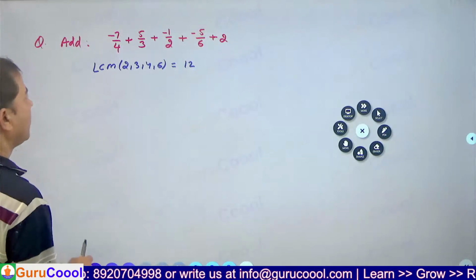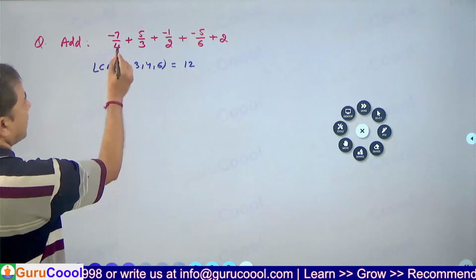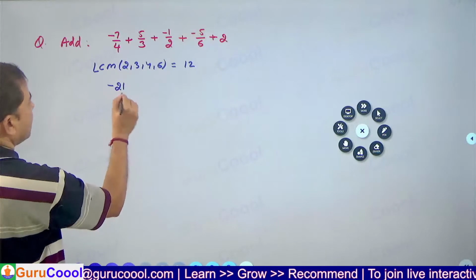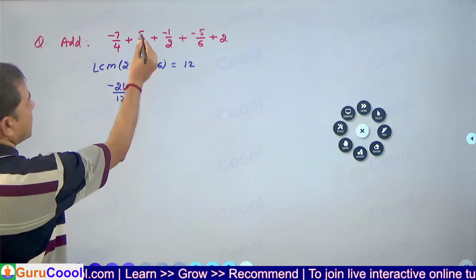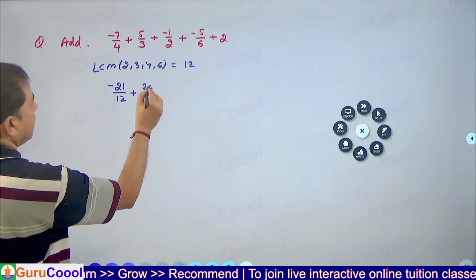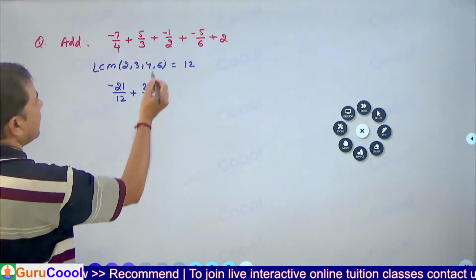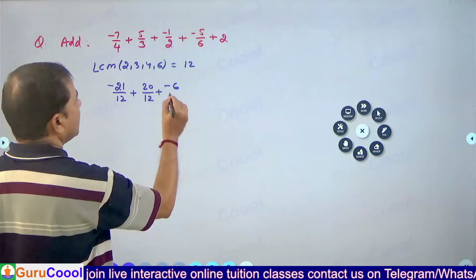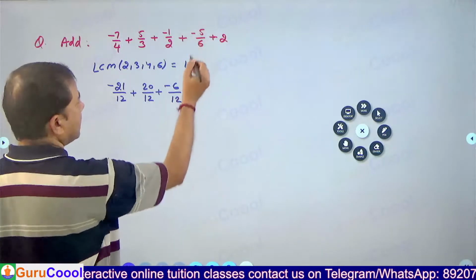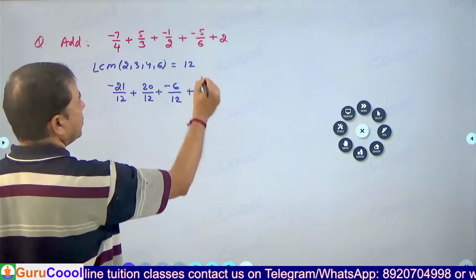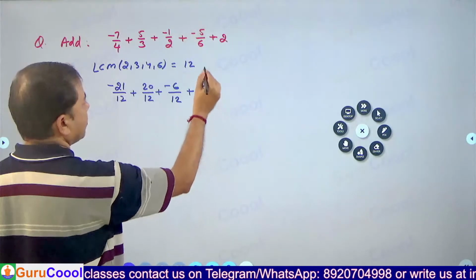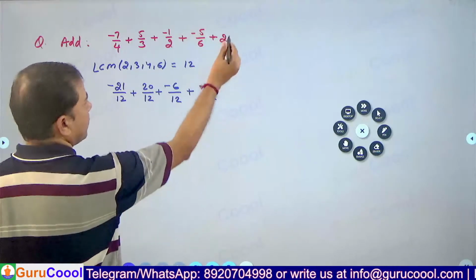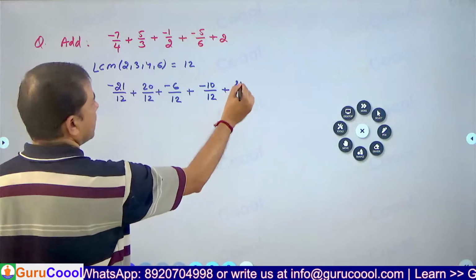So let's make it 12. In the first one, we multiply with 3. 3 7s are 21. It's minus 21 by 12. It's 4 5s are 20 by 4 3s are 12. In the third one, I'll multiply with 6. Minus 6 by 12. In the fourth one, I'll multiply with 2. 2 5s are 10, minus 10, and 2 6s are 12. In the last one, the denominator is 1, so you have to multiply with 12 itself. So 24 by 12.